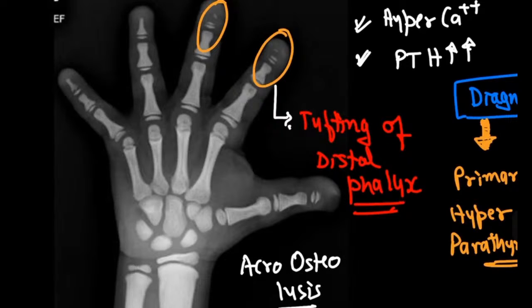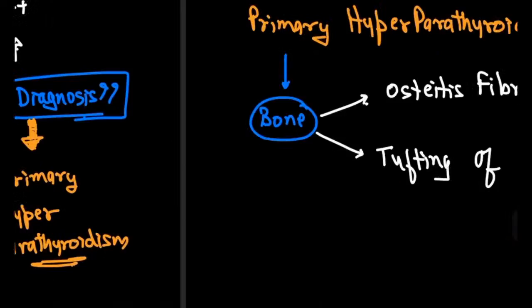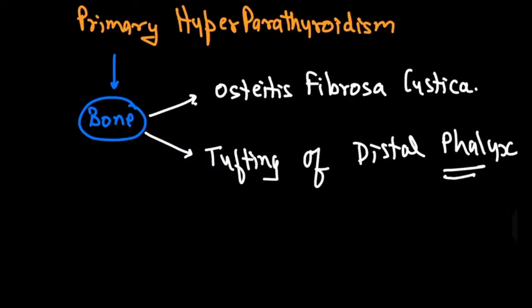it has kind of broken away. That is what you mean by acroosteolysis. That is something which is referred to as a tufting of a distal phalanx. I hope you got this. These are the bony findings which you get in primary hyperparathyroidism.